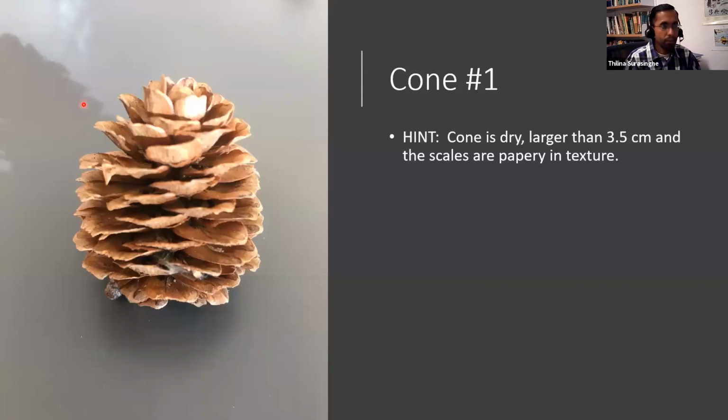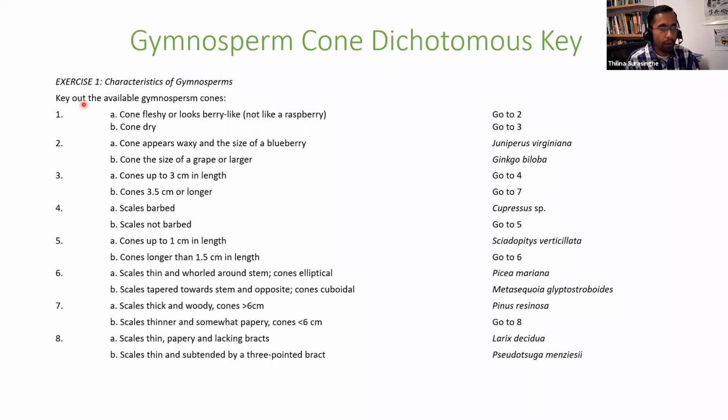Let's take a look at the first cone. Look at the description. The cone is dry, physically dry. The length is longer than 3.5 centimeters, and the scales are papery in texture, thin and papery, if you feel them. Okay, let's go. 1A. Cone fleshy or berry-like, like raspberry-like. B, cone dry. What is it? Go to 2 or go to 3? Go to 3. Very good.